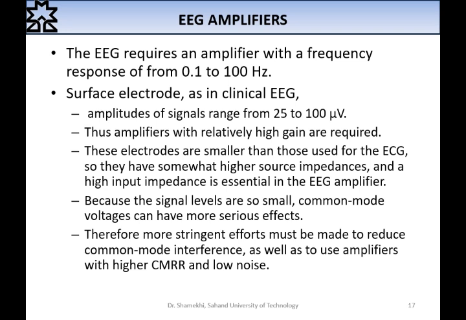These electrodes are smaller than those used for ECG, so they have somewhat higher source impedances compared to ECG. And a high input impedance is essential in EEG amplifier because the signal levels are so small. Common mode voltage can have more serious effects. Therefore, more stringent efforts must be made to reduce common mode interference as well as to use amplifiers with high CMRR and low noise.